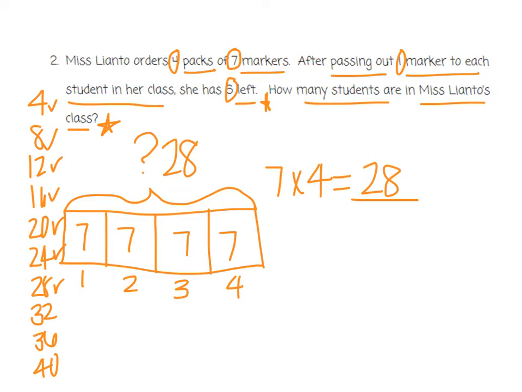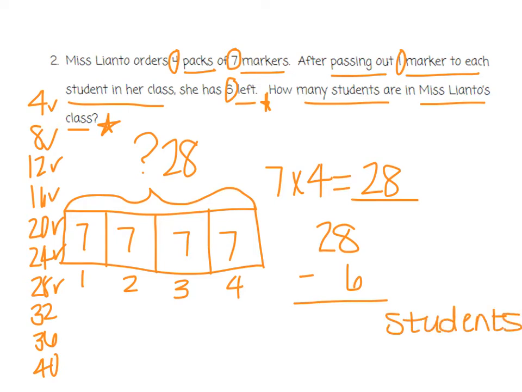Next, I'm going to look at the second sentence. It says that she passed out 1 marker to each student in her class and now has 6 left. So how many students are in Miss Leonto's class? So what I can do is I need to find the difference between 28 and 6 in order to figure out how many students are in her class. Go ahead and solve and pause the video while you work and replay when you are ready.